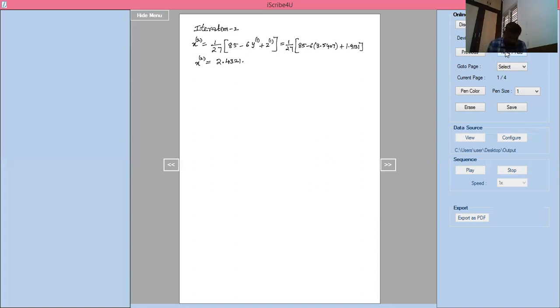Next, y of 2 equals 1 by 15 into 72 minus 6 into x of 2 minus 2 into z of 1. The new value of x of 2 we have to substitute, which is 2.4321, minus 2 into z of 1, which is 1.9131. Now the value of y of 2 is 3.5720.